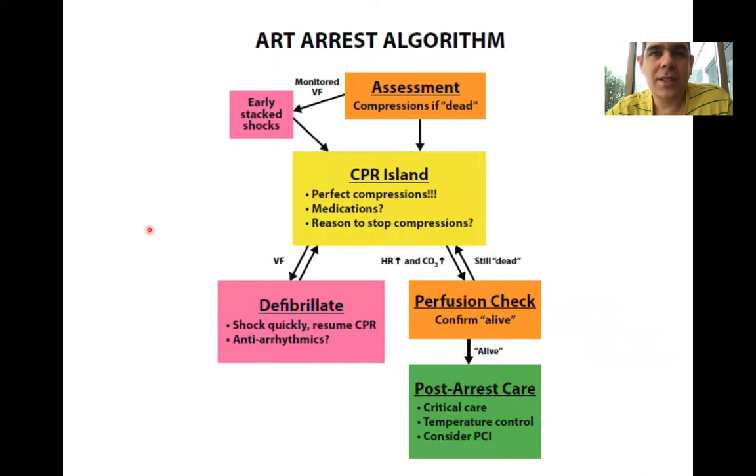So this is the ART arrest algorithm. It's a simplified algorithm which basically guides the user as to when to defibrillate, when to do a rhythm check, and when to do CPR. So it's fairly simple. It's much simpler than the ACLS algorithm.